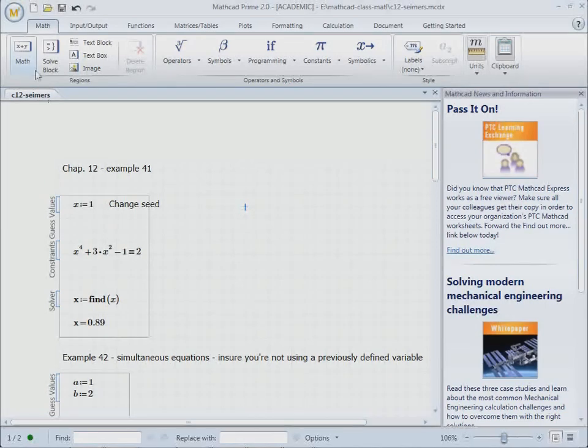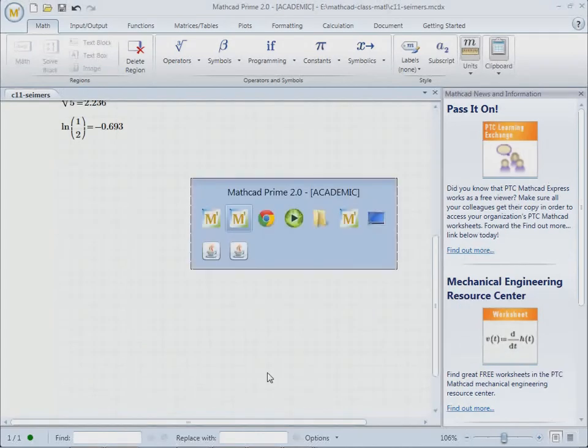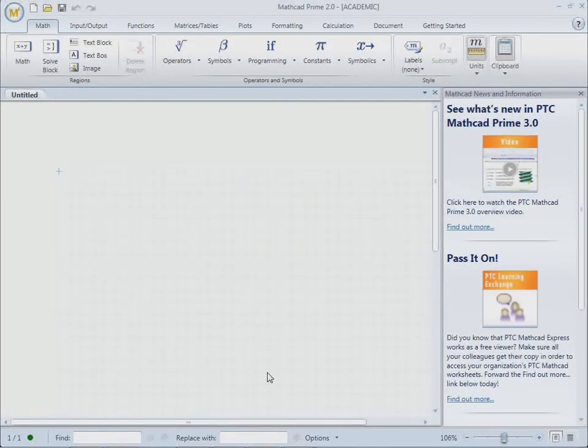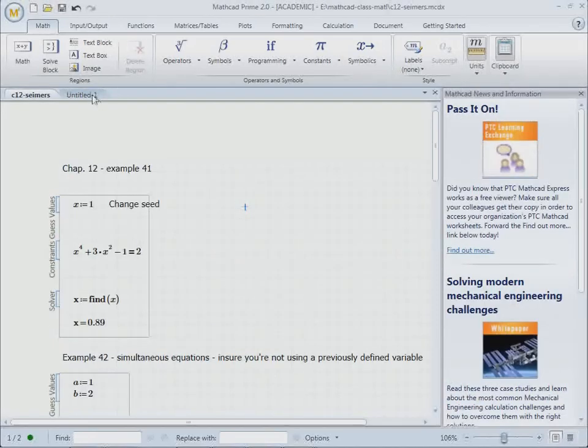Okay. Let's make a new worksheet. Insert a solve block. I'll go back to the previous one too. There. Untitled. Oh, there it is. That's why. It's tabs instead of the alt tab. Okay. So the idea is you want to solve this equation. You want to find the root of this equation, and obviously I've already done it.